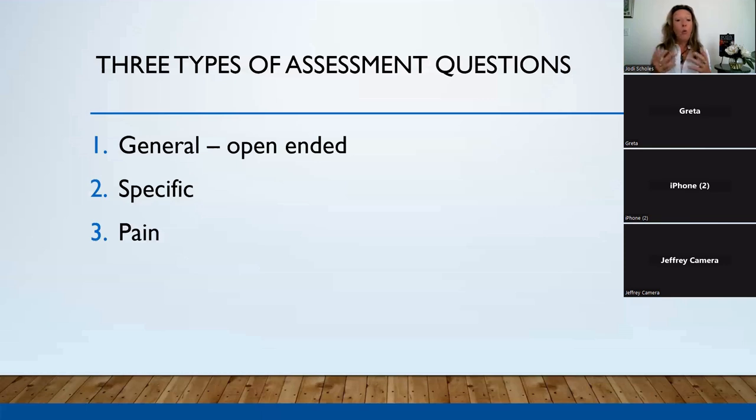When did you first notice the pain? So just be very careful as you assess the questions. Is it general? Is it specific? Or is it pain? Just wanted to remind you that there are 3 types of assessment questions.